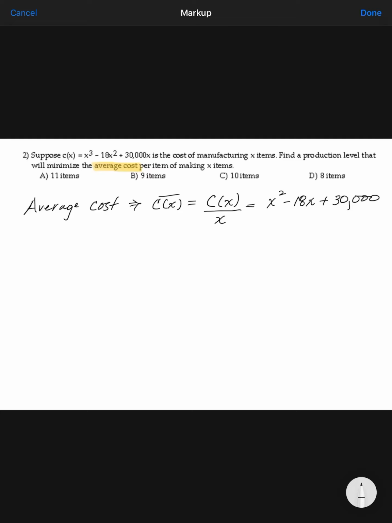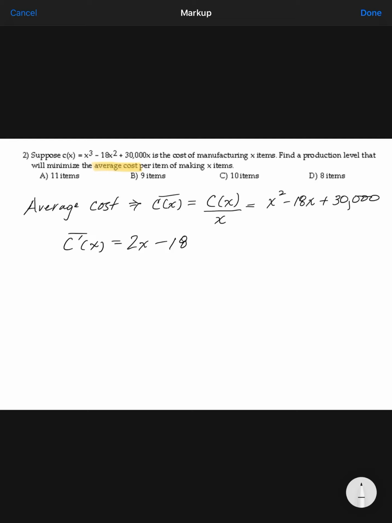Now it wants us to minimize average cost. So let's put my theory to work. We have acquired the desired function. The next thing I told you to do is to derive the desired function. The derivative of x squared minus 18x plus 30,000 is 2x minus 18.